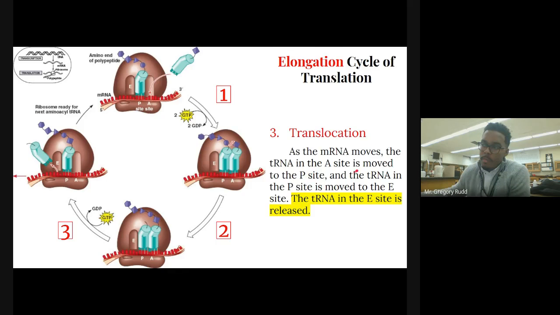And as we can see at the very bottom of this image, this also requires energy in the form of GTP.